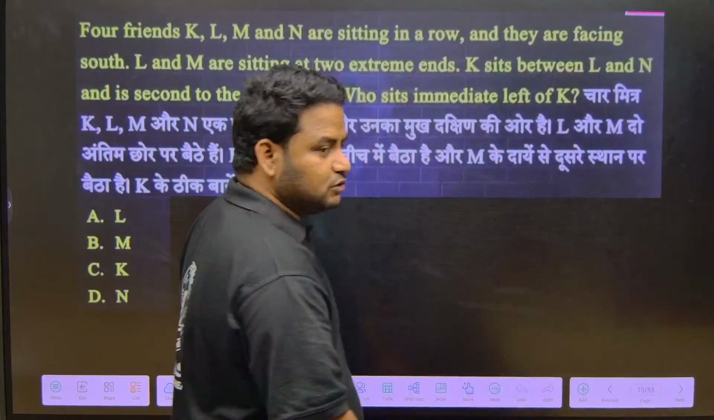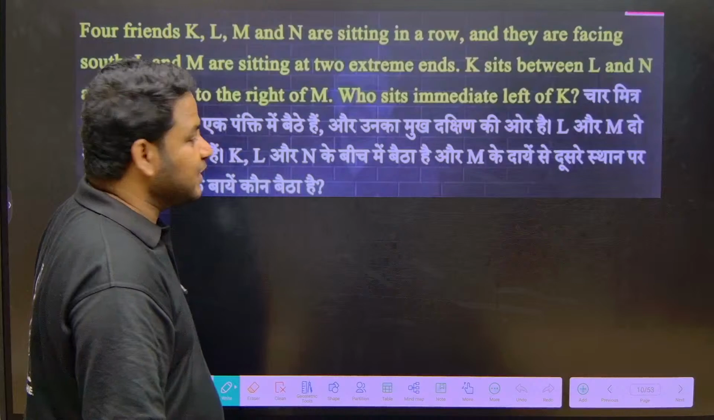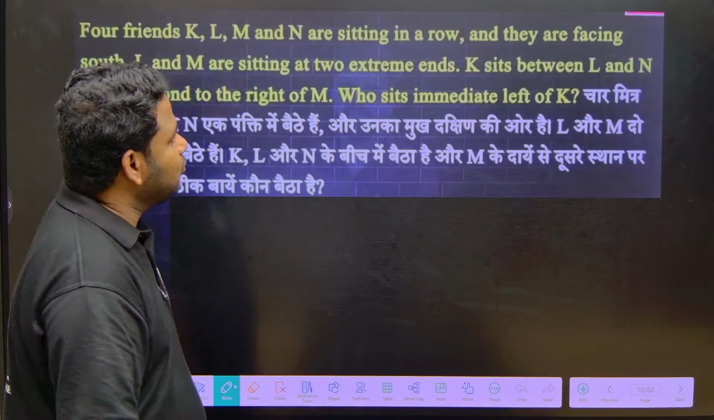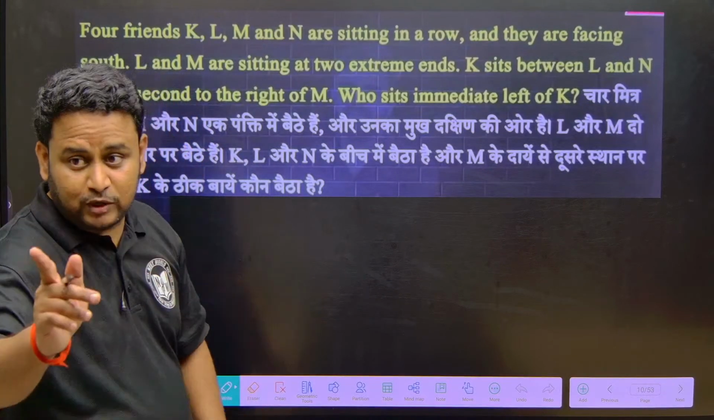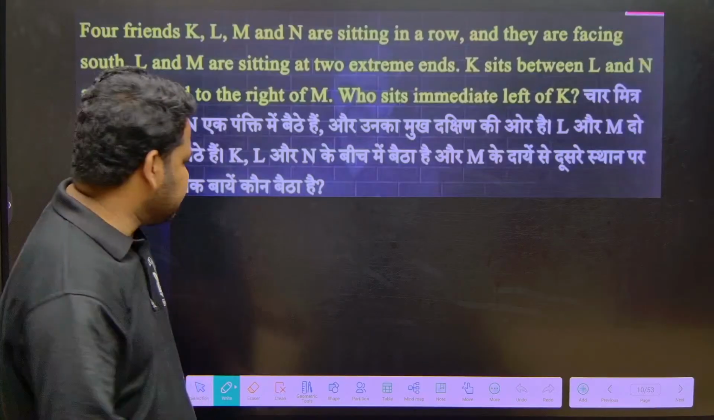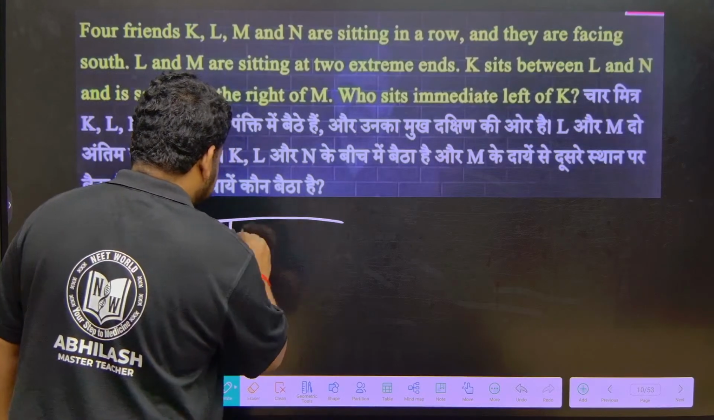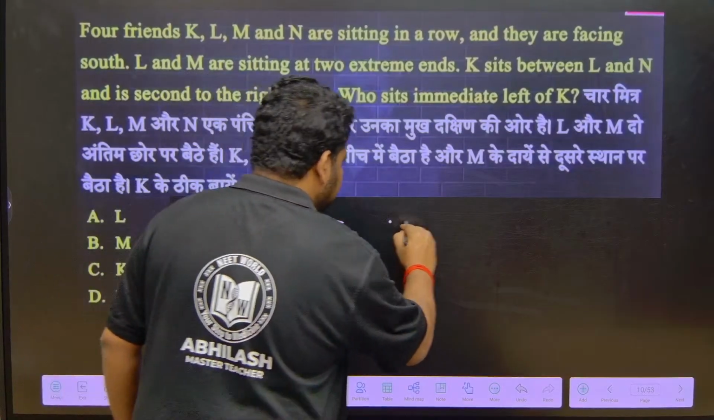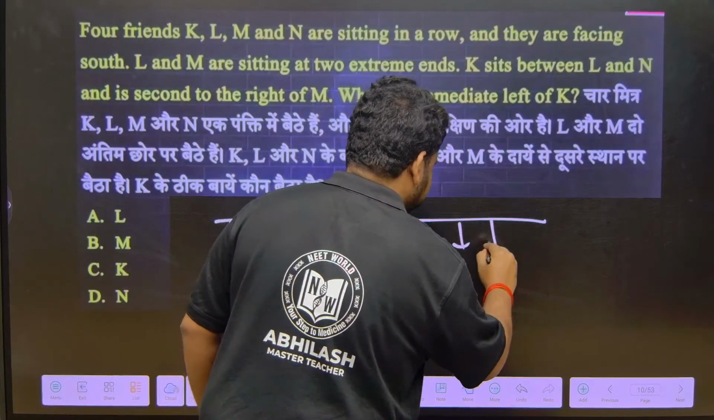Now let us look at this question. They have given four friends K, L, M, N sitting in a row and they are facing south. Very important, they are facing south. Let me write it like this: 1, 2, 3, 4. Here also let me write 1, 2, 3, 4. I will write 2 possibilities.